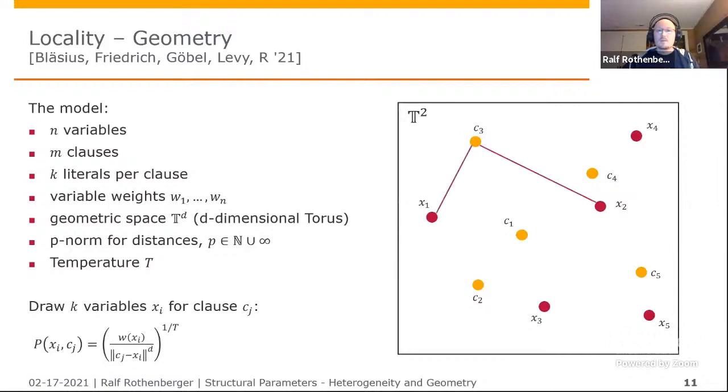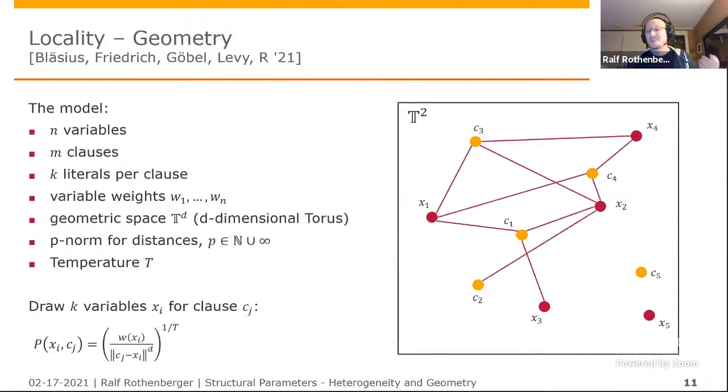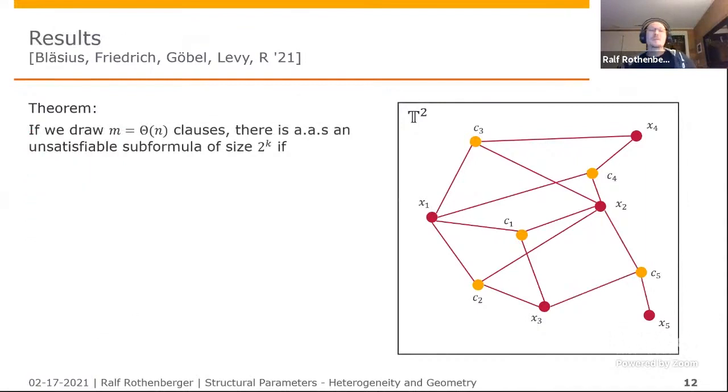And what do we show? Right, I forgot. Each clause connects with 3 variables in this example. And we show essentially that if the number of clauses is linear in the number of variables, then in this model, asymptotically almost surely there's a very short unsatisfiable subformula, which essentially only consists of k different variables.